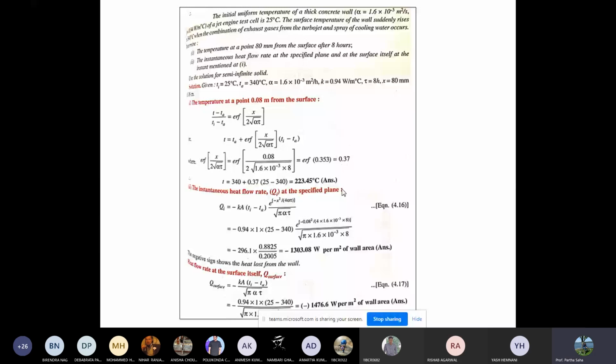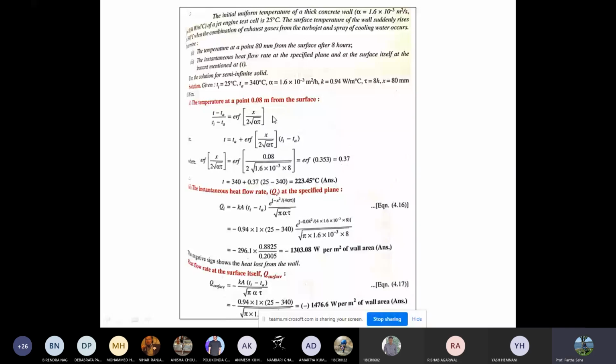Now use the solution for the semi-infinite solid. But first things first, you have to verify the Biot number. You haven't done that here, but please check the Biot number. If it is infinity, then only you solve it using this error function. Anyway, initial temperature given 25 C, ambient temperature 340 C, alpha given, thermal conductivity k given 0.94 watt per meter C, tau given 8 hours, x given 80 mm, right? The temperature at a point 0.08 meter from the surface: (T minus Ti)/(T∞ minus Ti) equals the error function of this.